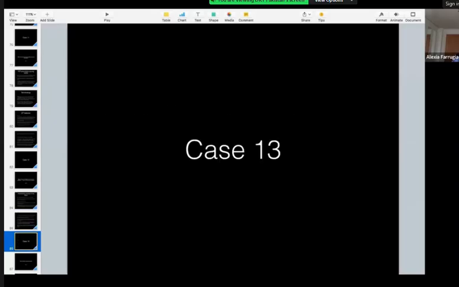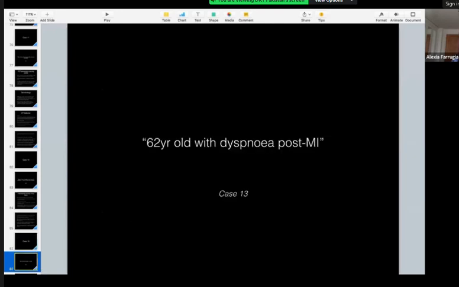Okay. Let's move on to case 13 before we go off for a 5-minute break again. Okay. All right. Yep. So this is your history, 62-year-old with shortness of breath after a myocardial infarct.